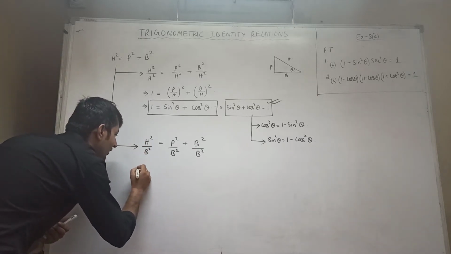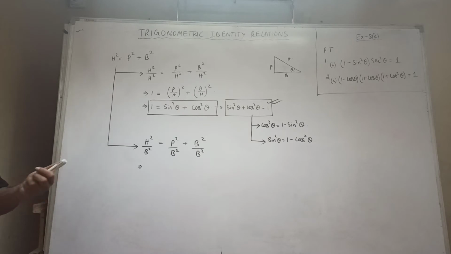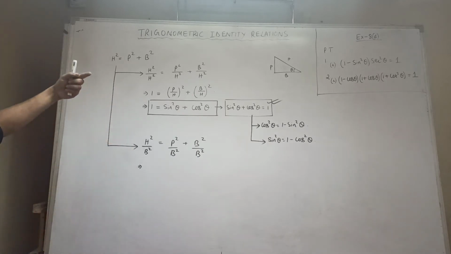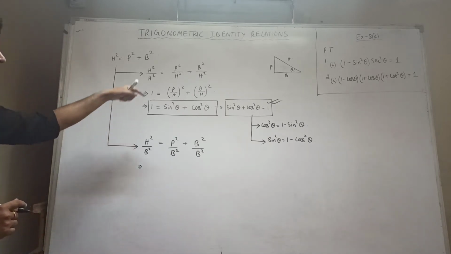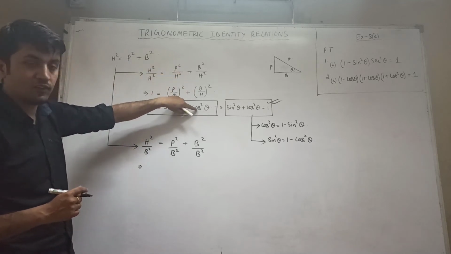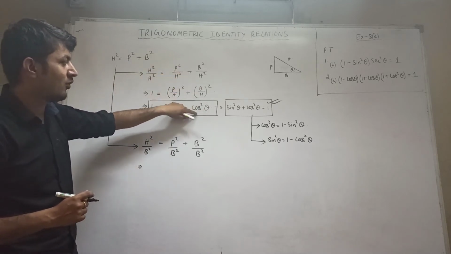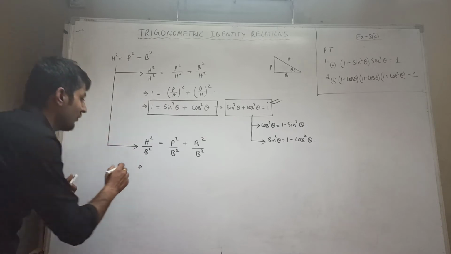So let us see what the next identity relation will be. This is h by b. What is h by b? Hypotenuse by base. As you can see, b by h is cos theta. So what is h by b? It will become sec theta.